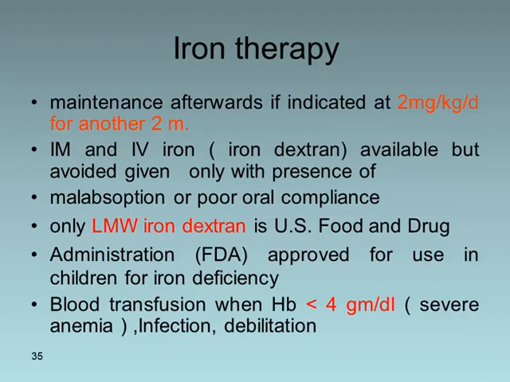Injectable iron, whether IV or IM, is available but should be avoided and given only in the presence of malabsorption or poor compliance. Only low molecular weight iron dextran is US Food and Drug Administration approved for use in children with iron deficiency. A blood transfusion is indicated when the hemoglobin is less than 4 grams per deciliter. It means we have severe anemia, in the presence also of infection and debilitation.